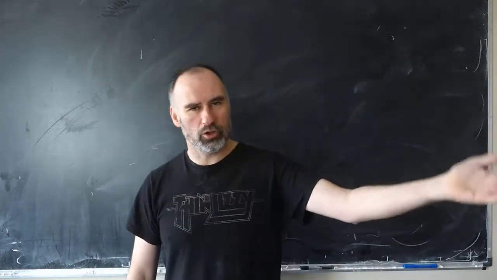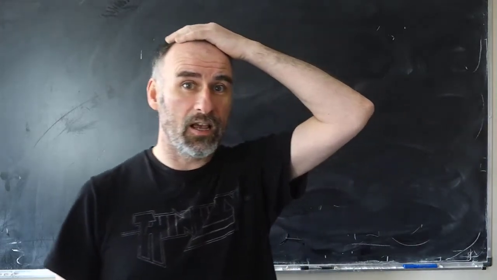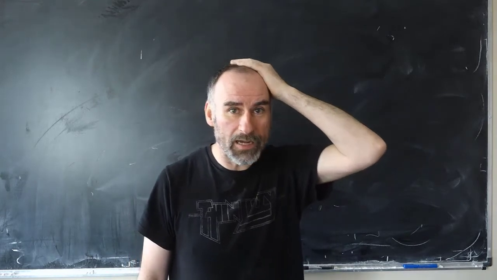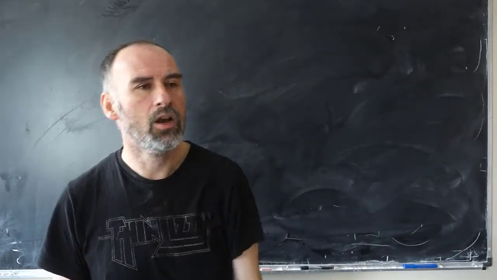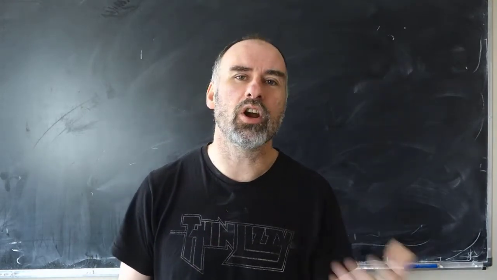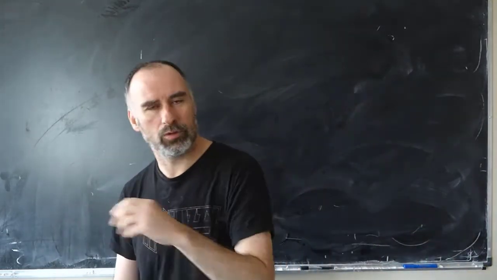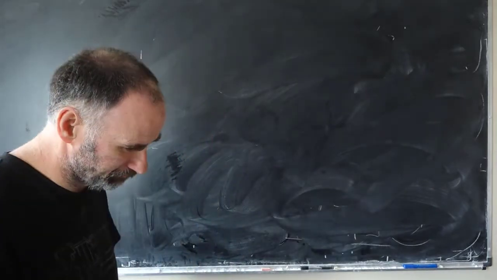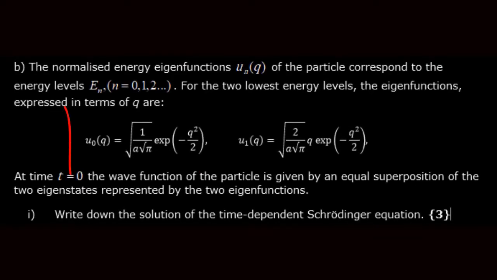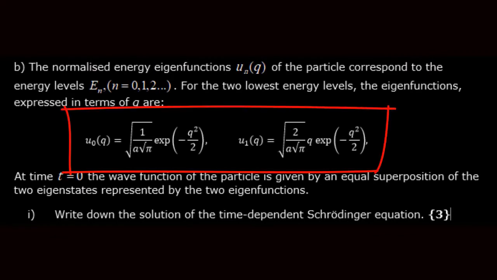But for the infinite potential well, for example, and indeed for the finite square potential well, we label from n equal to 1, n equal to 2, n equal to 3. For the simple harmonic oscillator, the quantum harmonic oscillator, we start off with n equal to 0, n equal to 1, n equal to 2. Just bear that in mind. It's important in terms of realizing what the ground state energy is. So these are our lowest two energy levels, eigenfunctions expressed in terms of q.